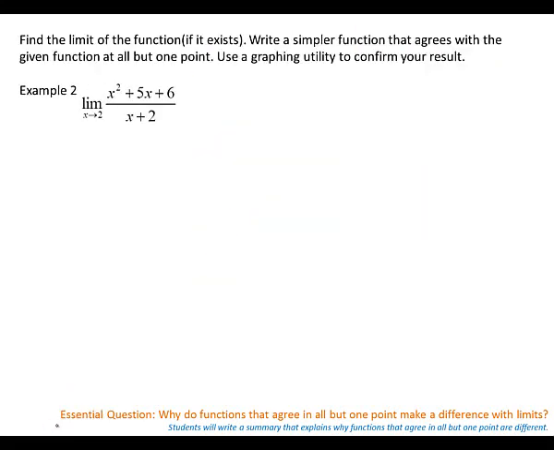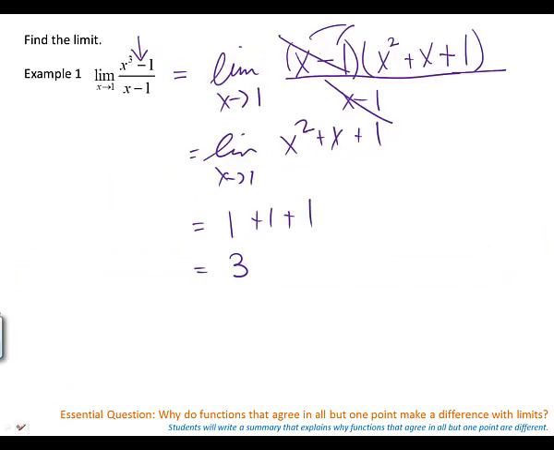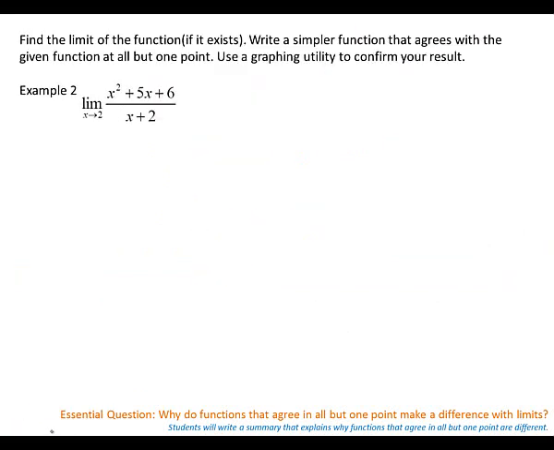So the big key today is, if it doesn't work, factor first. If you get a 0 in the denominator, factor first. All right, so our instructions have switched to: find the limit of the function if it exists. Write a simpler function that agrees with the given function in all but one point.